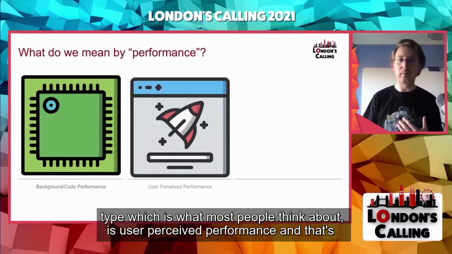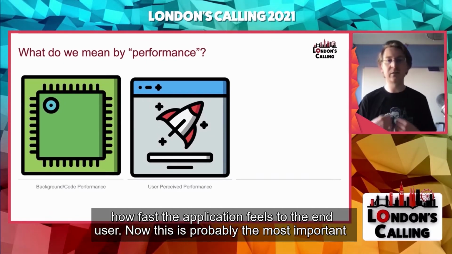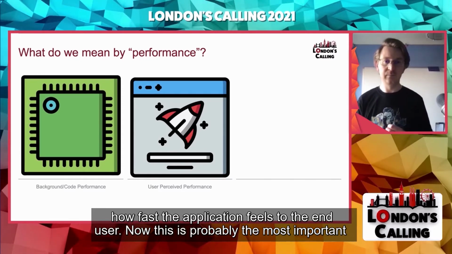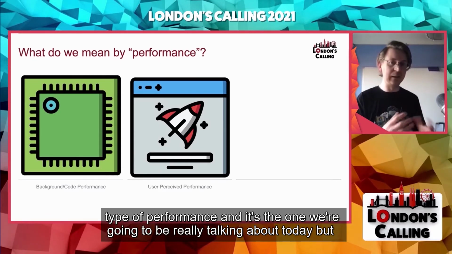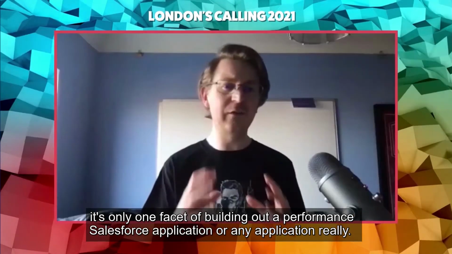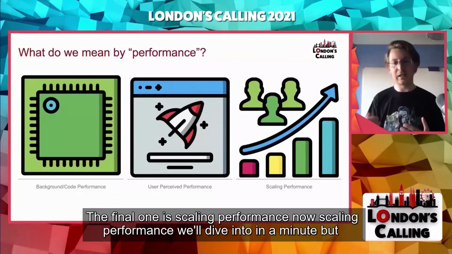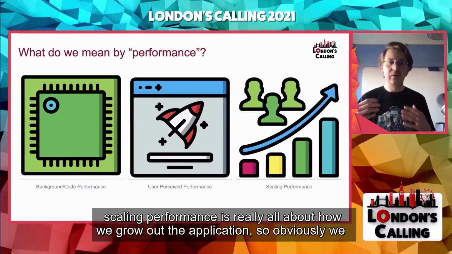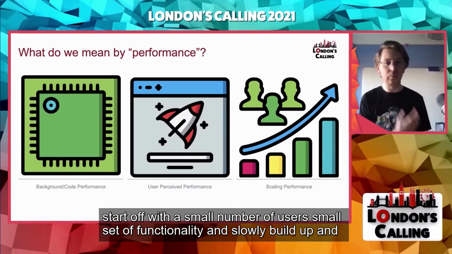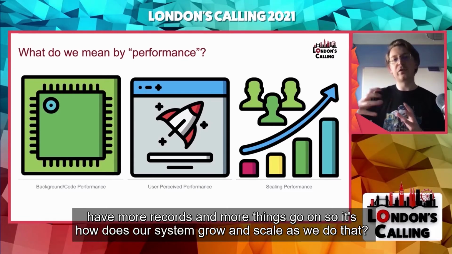The second type, which is what most people think about, is user perceived performance. And that's how fast the application feels to the end user. Now, this is probably the most important type of performance, and is the one we're going to be really talking about today. But it's only one facet of building out a performant Salesforce application, or any application really. The final one is scaling performance. Now, scaling performance we'll dive into in a minute, but scaling performance is really all about how we grow out the application. So obviously we start off with a small number of users, small set of functionality, and slowly build up and have more records and more things go on. So it's how does our system grow and scale as we do that?